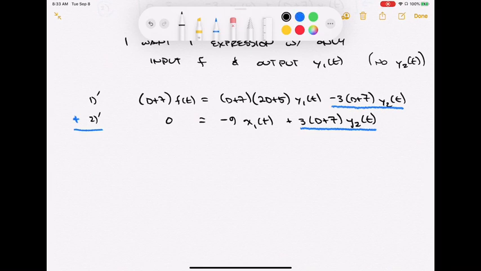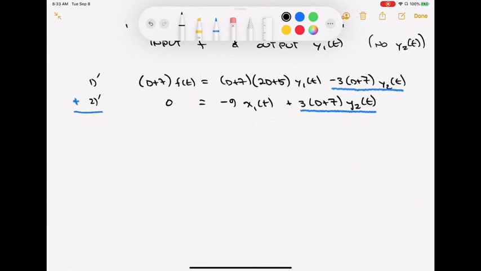You probably did some variant of this in circuits. You might not have seen it in this way. I personally think the operator notation is convenient for trying to figure out how to solve these equations for a single input, single output as an example. So what do I get on this? I'm going to get something like d plus 7 acting on f of t, the input, being equal to. Let's expand out that set of operators.